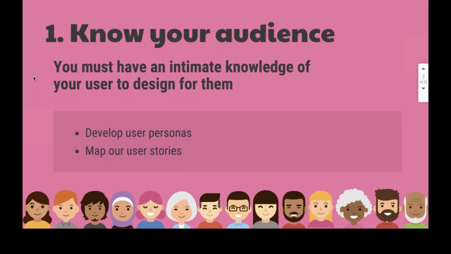That takes me to my first principle, which is to know your audience. The user is always the most important, and you must have an intimate knowledge of them to design for them. Deciding the relevant information to display in your dashboard can be tricky. So you need to start by developing user personas and mapping out user stories so you can understand the expectations that users have in your application. For most application dashboards, users will expect to see information about their current status, as well as any urgent information, warnings, or alerts that they need to deal with.